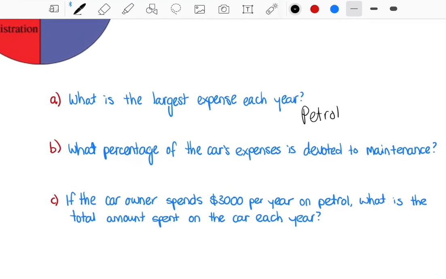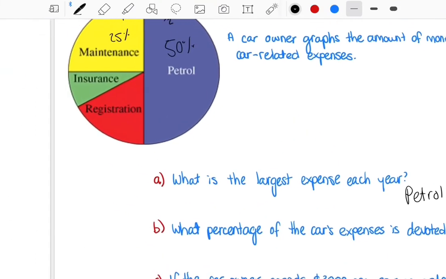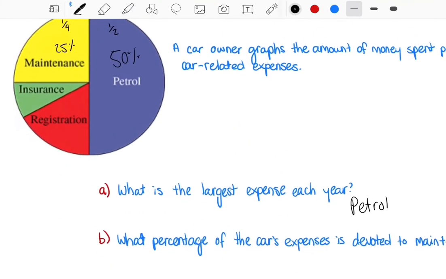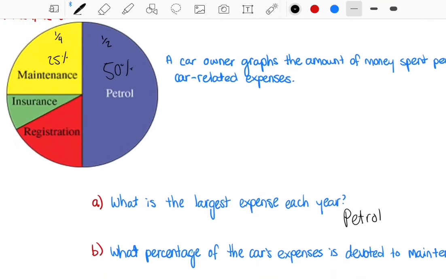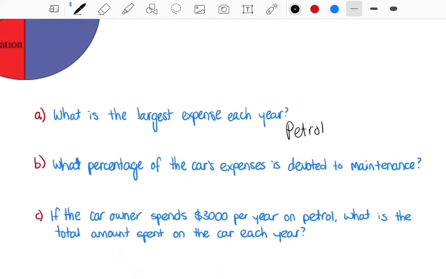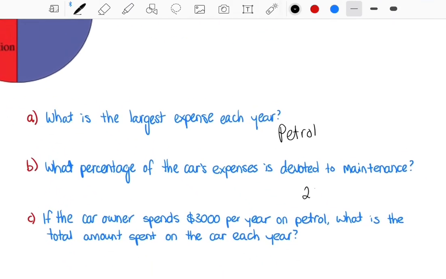Okay, so then our next one is, what percentage of the car's expenses is devoted to maintenance? So this comes back to where we've sort of said, half the circle is this and a quarter of the circle is maintenance. So it'll be 25% because we've looked and gone, it's a quarter of the circle and that's 25%.